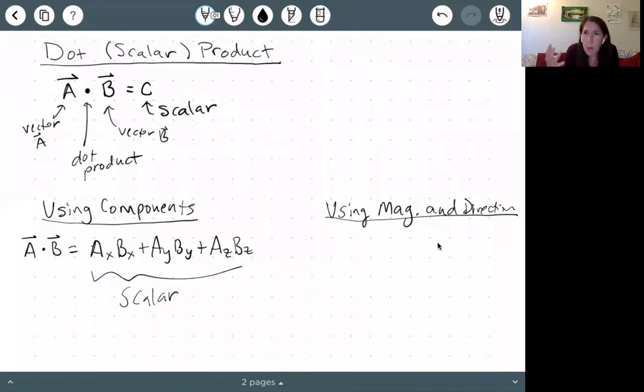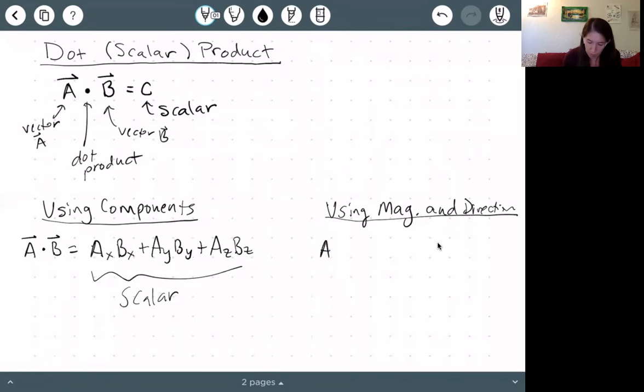Why is that? Because components of vectors themselves are just scalars, right? A sub x is just telling you by how much A is going in the x direction. But the information that it is in the x direction comes with things like writing x hat, right? But A_x itself, the x component, is just a scalar. So the right-hand side of this is just a scalar quantity. All right, and this is the formula for computing the dot product using components.